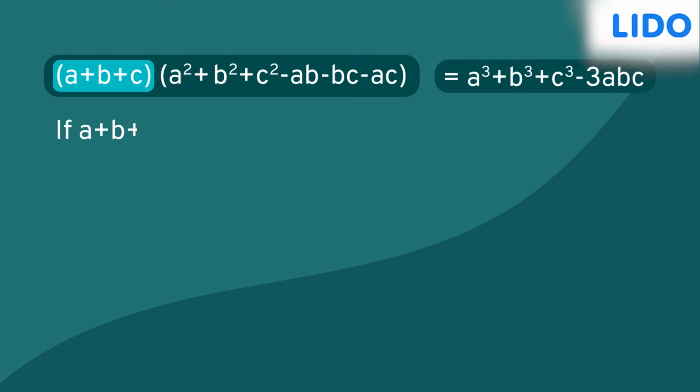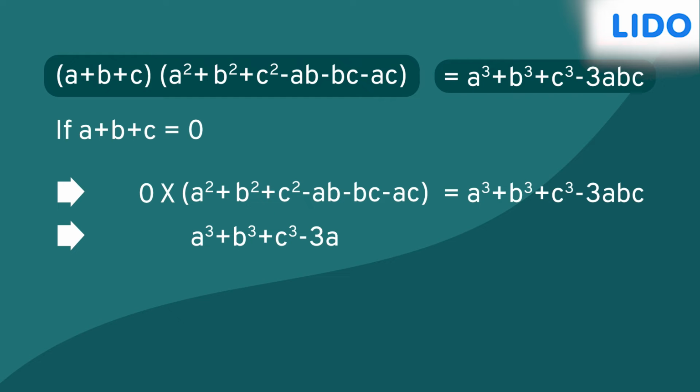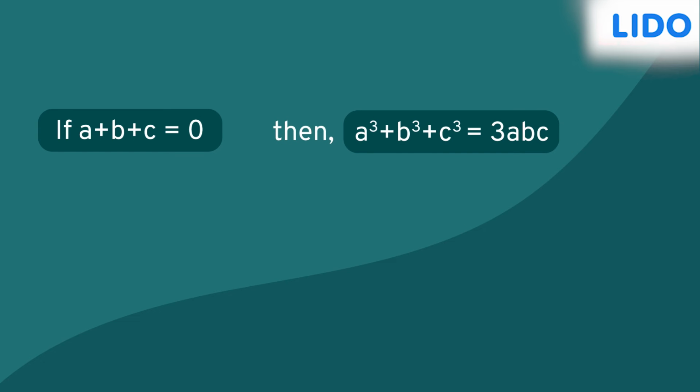If a plus b plus c was equal to 0, then the value of the left hand side of the equation would be 0 because anything multiplied by 0 is 0. Hence, we'll get a cube plus b cube plus c cube minus 3abc equals 0. This means that a cube plus b cube plus c cube equals 3abc. In a nutshell, if the sum of three terms or numbers is 0, then the sum of their cubes will be 3 times their own product. This conditional relationship can help us a great deal with solving complex mathematical problems.